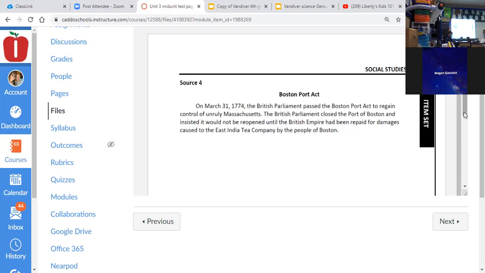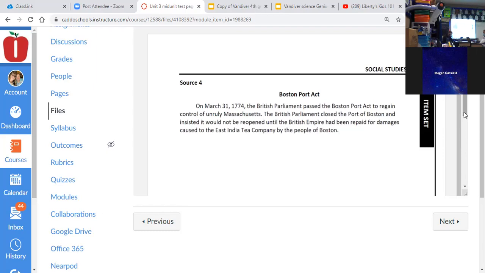So number 5 says, using source 4, why did the British Parliament impose the Boston Port Act? Increase the pay for troops protecting Boston against unruly citizens, to buy the loyalty of local government officials in Boston, react against the destruction caused by colonists at the Boston Tea Party, or to impose restrictions against the citizens of Boston for causing the Boston Massacre.